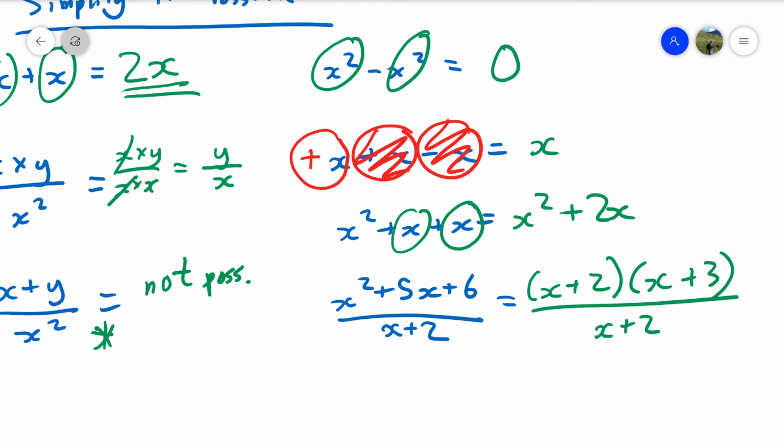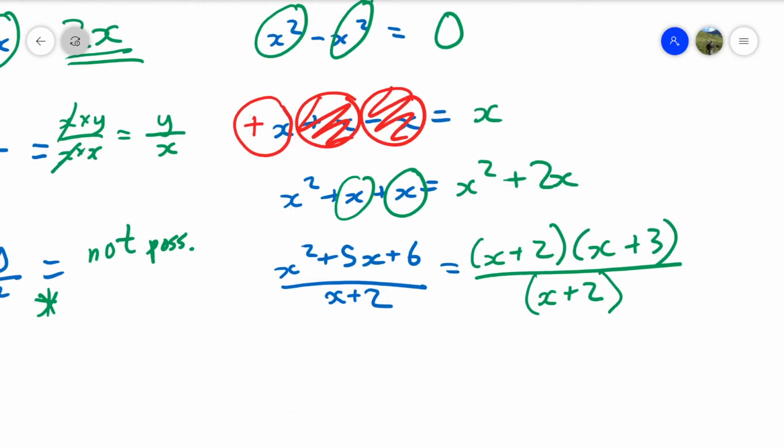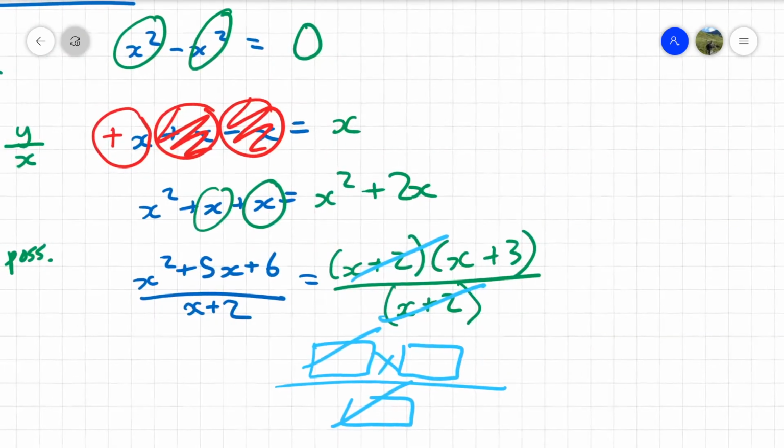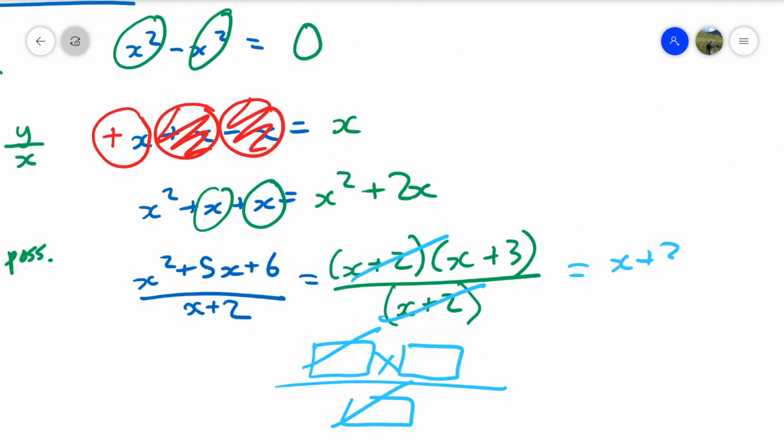Oh, wait. Remember, we can just stick brackets around here if it helps. It doesn't make any difference. It's just a thing on the bottom. So let's just be clear, you now have two objects on the top being multiplied together and then an object on the bottom, and these two are the same, so they cancel, which means the answer is x plus 3. So that's the answer to the last one.